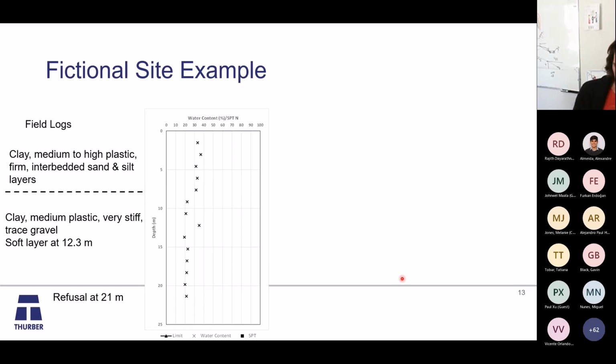So we go do the investigation, have our field logs here. So we've got a clay, medium and high plastic, berm, interbedded with sand silt layers. And then the driller says there's a layer. We've got clay, medium plastic, very stiff, trace gravel, soft layer at 12 meters, refusal 21. And then here, this is our initial, so we brought the samples into the lab and they've run some initial water contents.